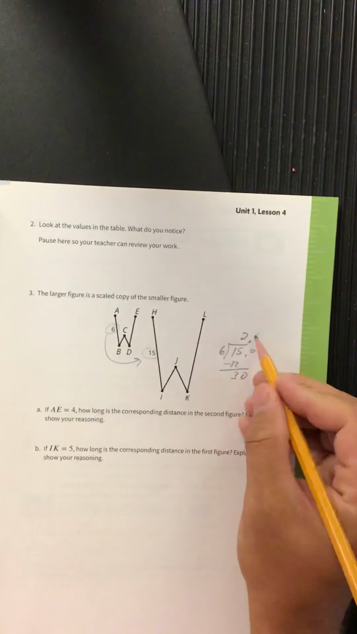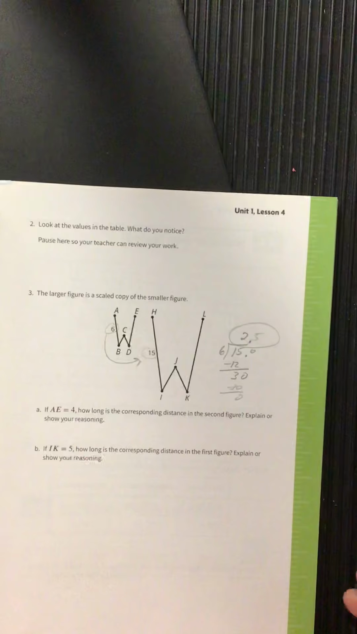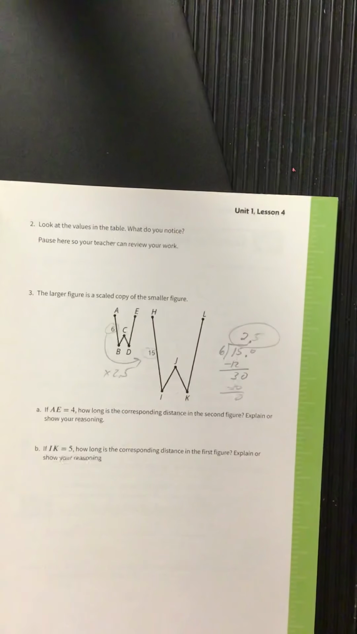6 into 30 is 5. So if you ever can't see it, you just divide it out. Now I know this big one is 2.5 times bigger than the small one.